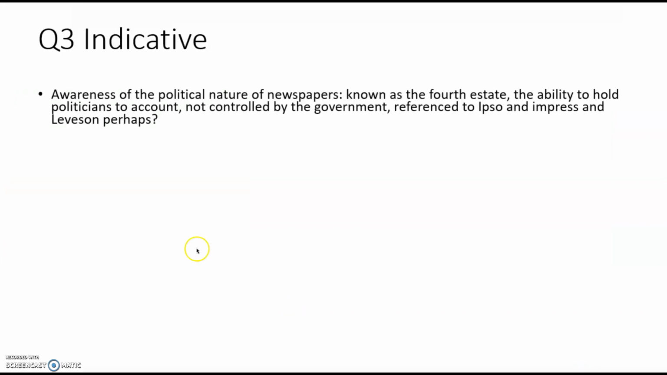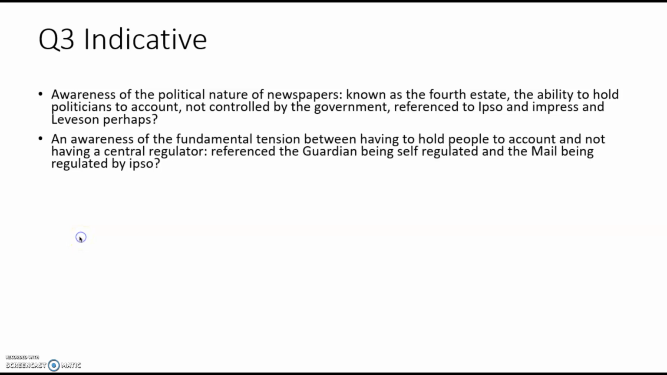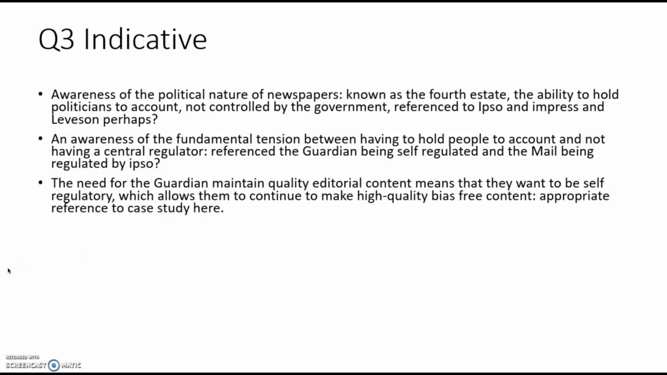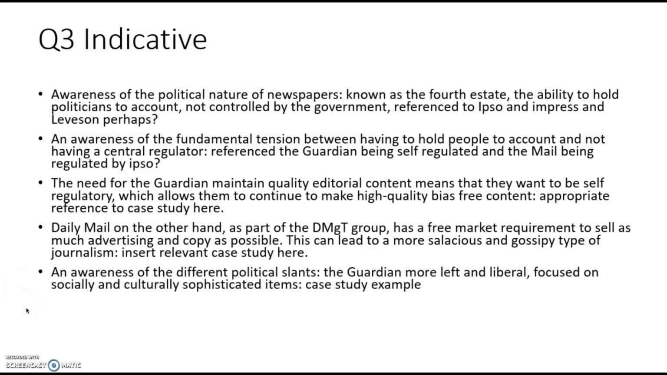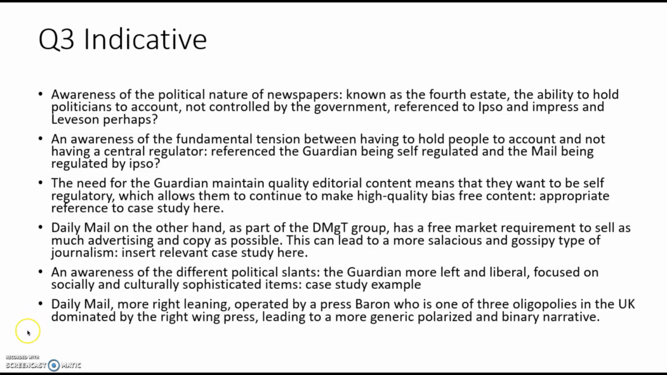Okay, so again, things you're going to talk about: the political nature, the fourth estate, that they're there to hold politicians to account, and reference IPSO, and so on. Awareness of the tension between having to hold them to account but also not having a central regulator. The need for the Guardian to maintain high quality content, and then an example, the Daily Mail, for example, are in a free market and they need to sell as much as possible, which leads to more salacious or gossipy type journalism. Give a case study, and show awareness of their political leanings, both for the Guardian and the Daily Mail. So maybe things like Brexit and whatever you could have mentioned.